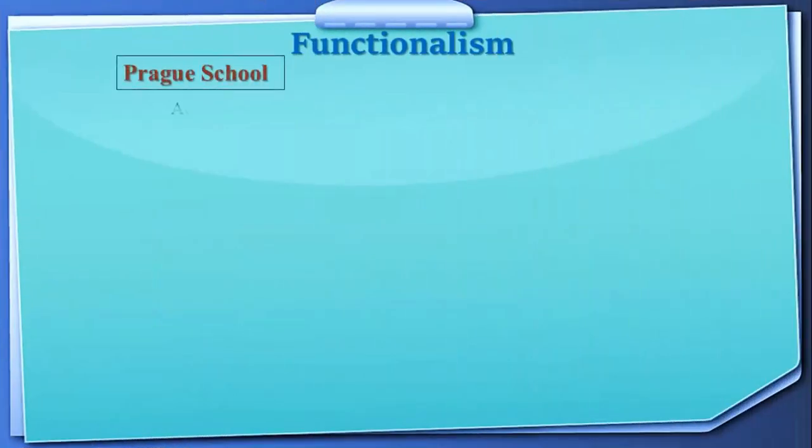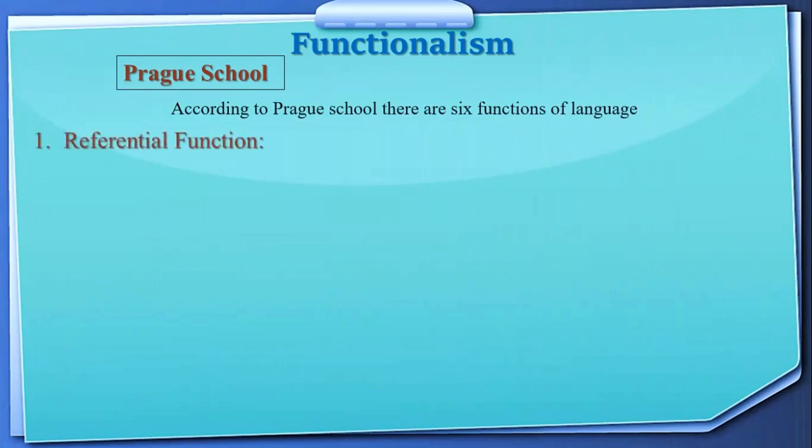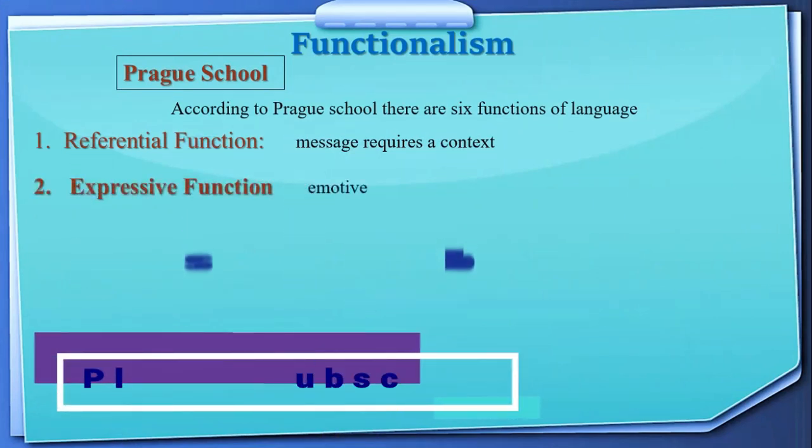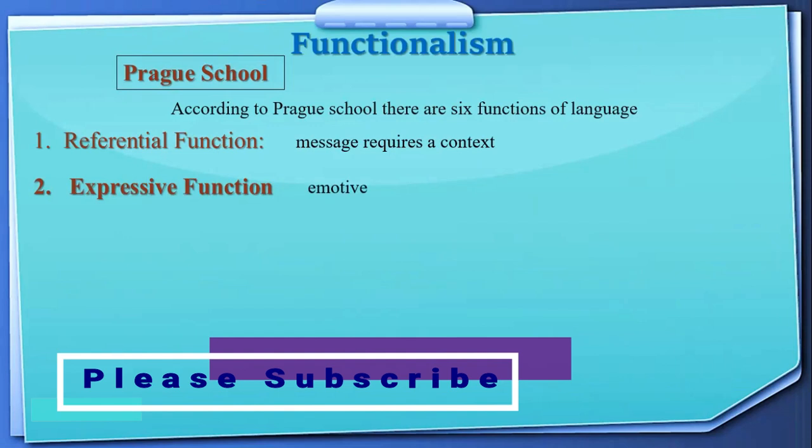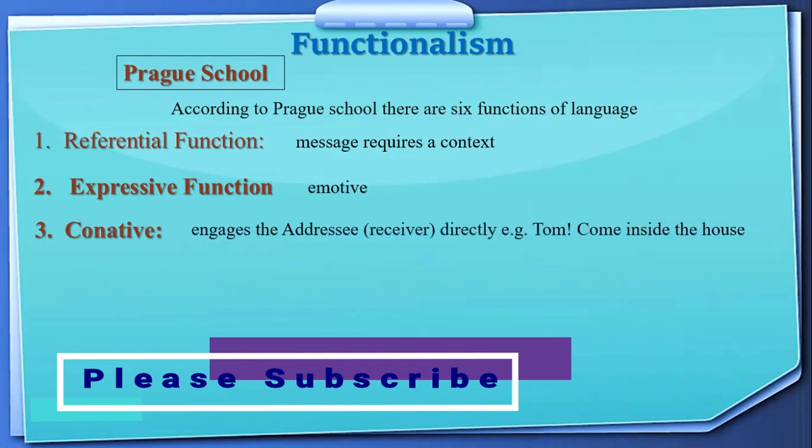According to the Prague School, there are six functions of language. Number one is the referential function. According to the Prague School, any message requires a context. Number two, the expressive function. Sometimes we express our emotions through language. Number three is conative, which engages the addressee, the receiver, directly. "Tom, come inside the house." Here we are addressing someone directly. So this is one of the functions of language.